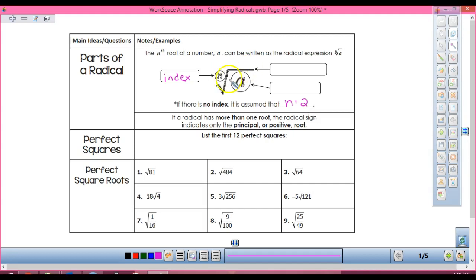Okay? And this little check mark looking thing is called my radical. We also hear that called the root a lot. And the number underneath it is called the radicand. Radicand. It's supposed to be an A.